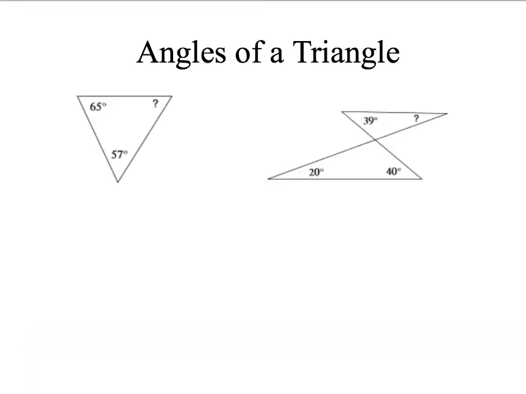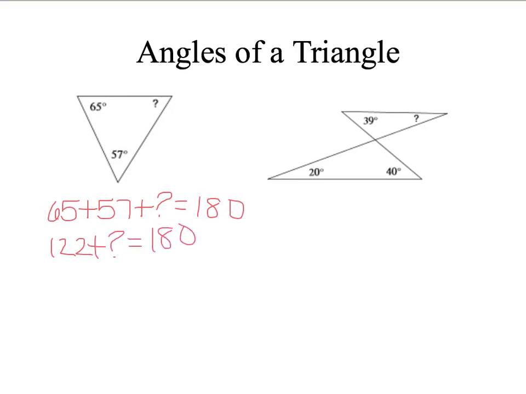The sum of the angles of a triangle needs to add up to 180. So in my first triangle here, 65 plus 57 plus question mark equals 180. So 65 plus 57 is 122 plus question mark equals 180. Subtract 122 from both sides. And so question mark is equal to 58.